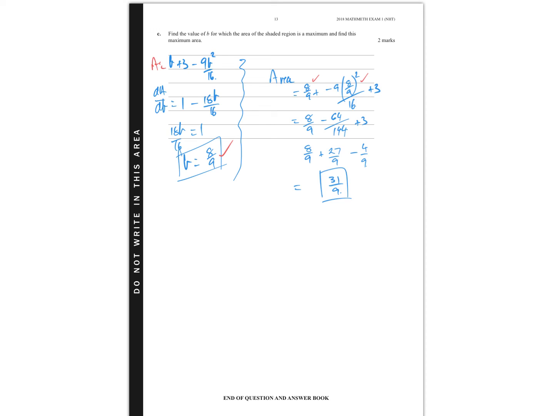9 16s are 144, so there's our common denominator, although 16 goes into both of them. So it's just a case of trying to tidy things up, all right?